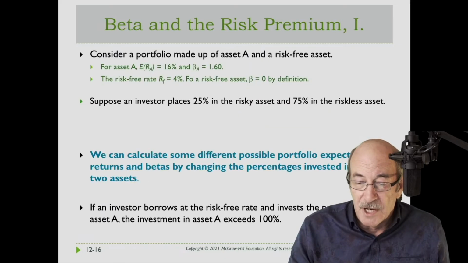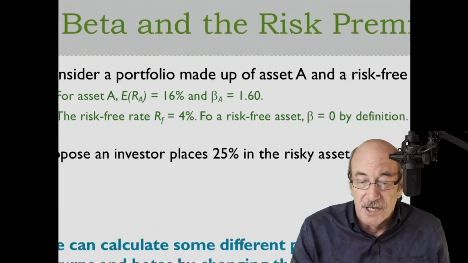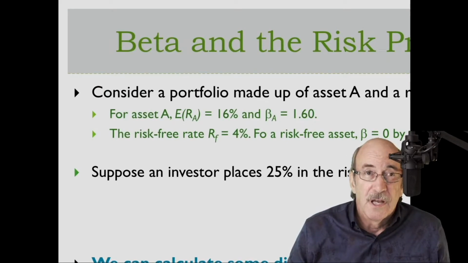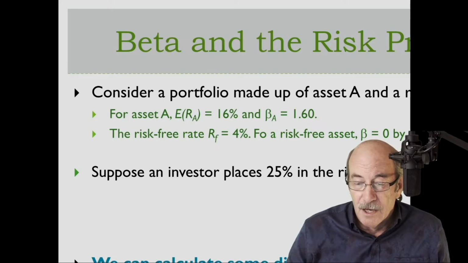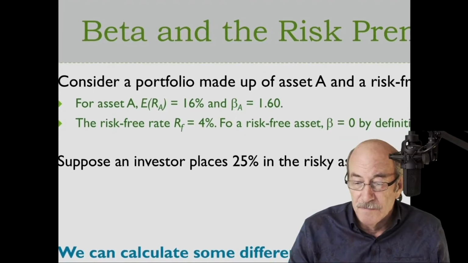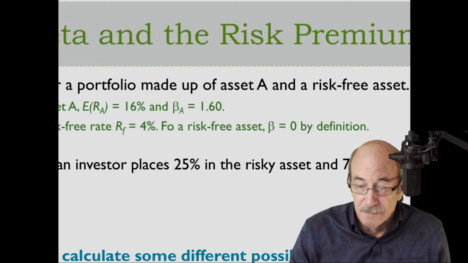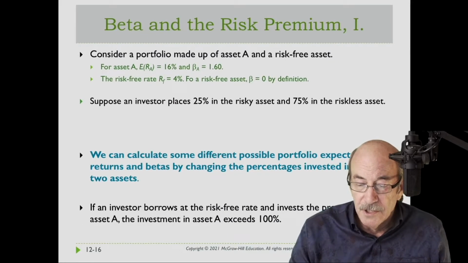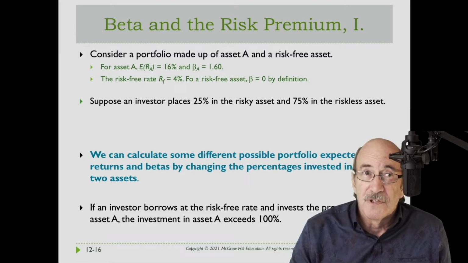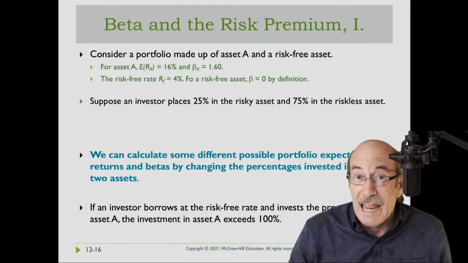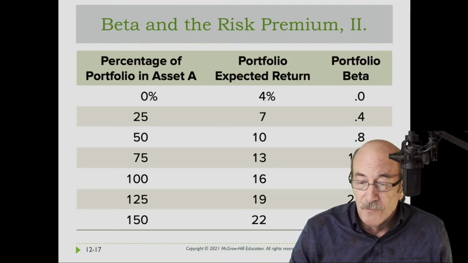So the setup here is, let's start with an asset A, and that asset has a 16% return, and we've calculated the beta for it, and it has a 1.6 beta. The risk-free rate is 4%, and of course that has a beta of 0 by definition. All right, so if we take various combinations of this risky asset A and the risk-free rate, we get something like shown on this table.